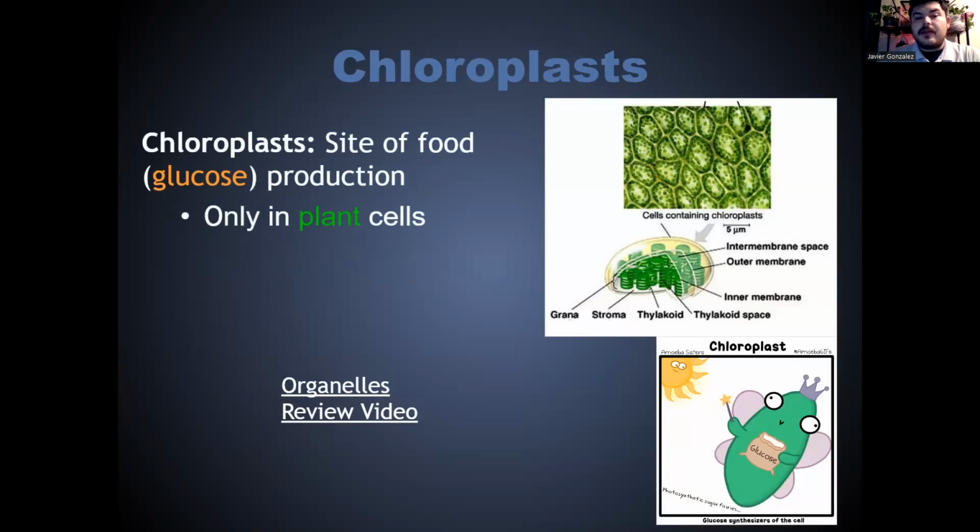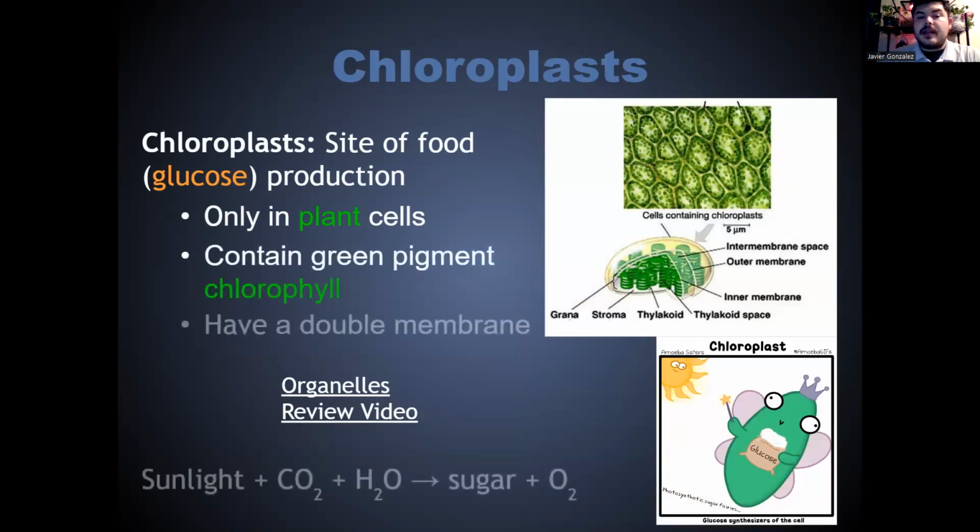Chloroplasts, those are only available inside of plant cells. They are the site of food, glucose production, which is a result of photosynthesis as well. They are green because of the pigment chlorophyll and have a double membrane.